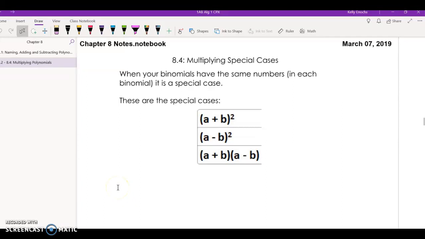Okay, last video, last multiplying special case, and that is when your binomial has the same two numbers in its terms. We also call them perfect squares. Notice the 2 power. So perfect square binomials, or we would call this the difference of two squares.